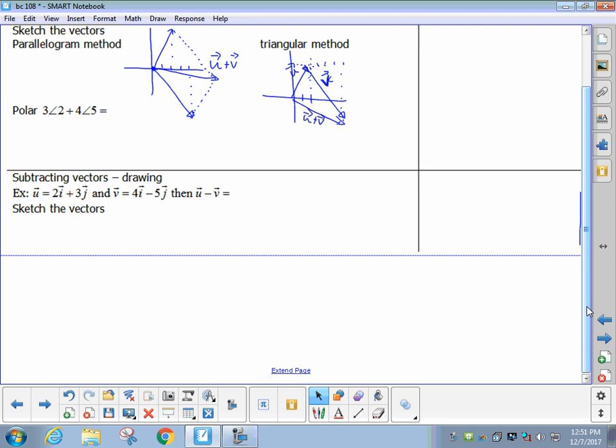Okay. In order to add in polar, what must you do? That was in Algebra 2. Convert it to rectangular. So, you could actually get the I hat component by saying the horizontal component of 3 at an angle of 2 is 3 cosine 2. And I could add that to the horizontal component of the other vector, which is 4 cosine 5.